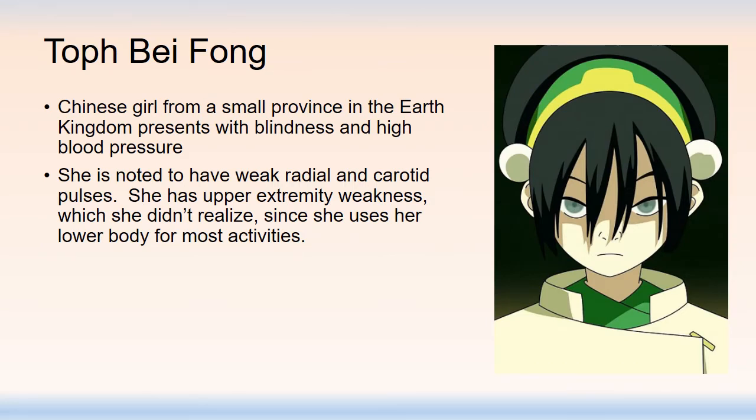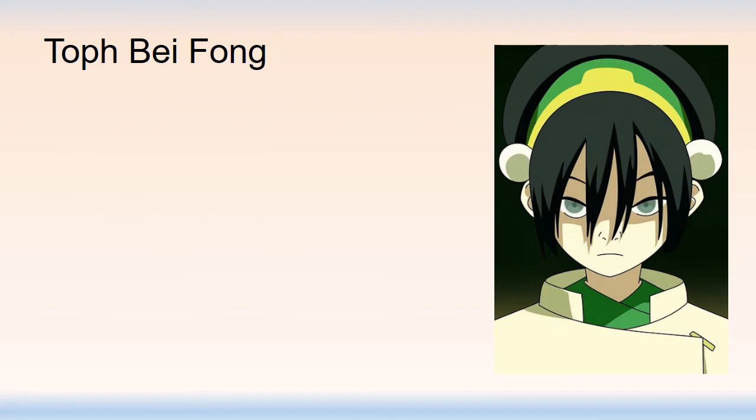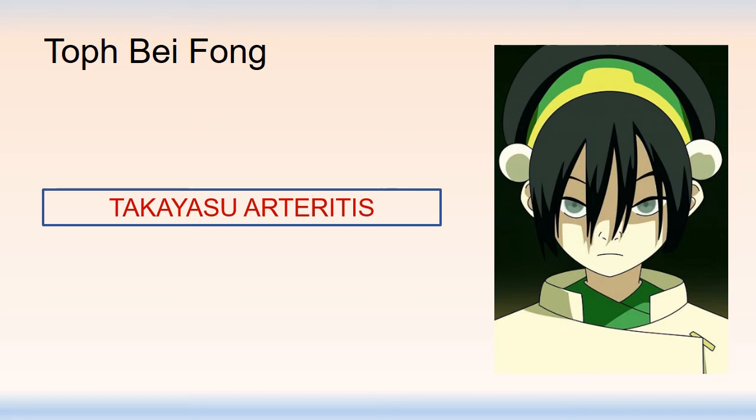The next patient we're seeing in clinic is Toph Bei Fong. Toph is a Chinese girl from a small province in the Earth Kingdom, and she has blindness as well. She has high blood pressure. She's pretty worked up. When you examine her, she actually has weak radial and carotid pulses and in fact exhibits upper extremity weakness. Now, she didn't even realize that because she uses her lower body for most activities, but your physical examination does reveal upper extremity weakness. I diagnosed Toph Bei Fong with Takayasu arteritis.